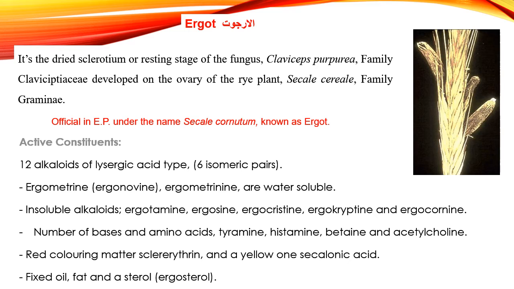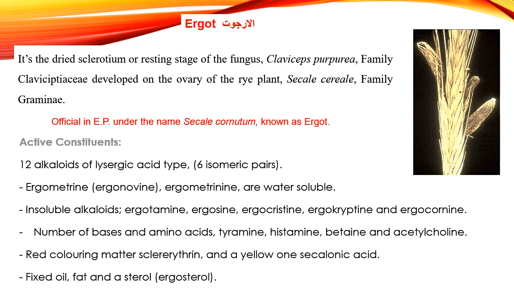And with ergot, dried sclerotium, or resting stage of the fungus Claviceps purpurea, family Clavicipitaceae, developed on the ovary of rye plant Secale cereale, family Gramineae. So we have fungus growing on a cereal plant. The fungus is Claviceps purpurea.